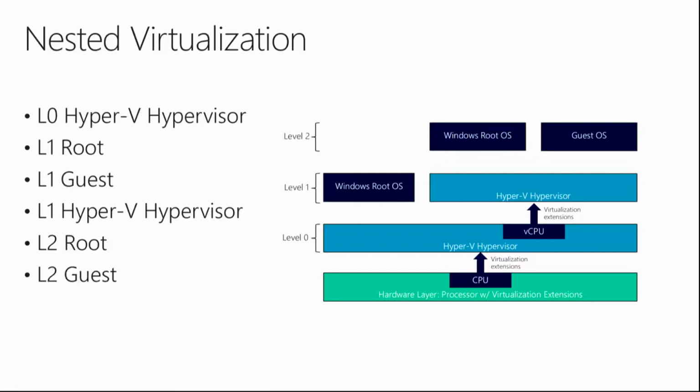The main thing to take away from this slide is just understanding this terminology. So at level 0, that's going to be your bare metal hypervisor. That's going to manage your level 1, which is going to be your host operating system, which contains the virtualization stack to manage the level 1 partitions. And these level 1 partitions will now have the virtualization extensions exposed, so they can have their own hypervisor to create the level 2.